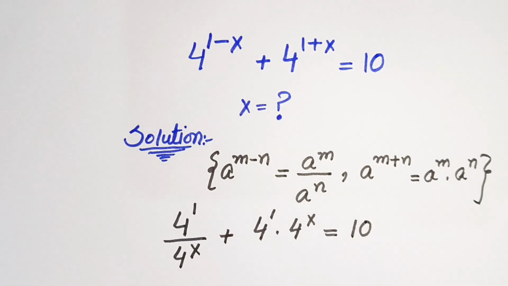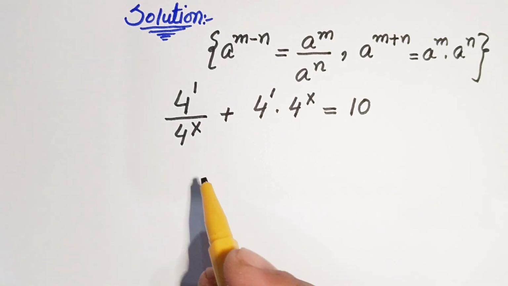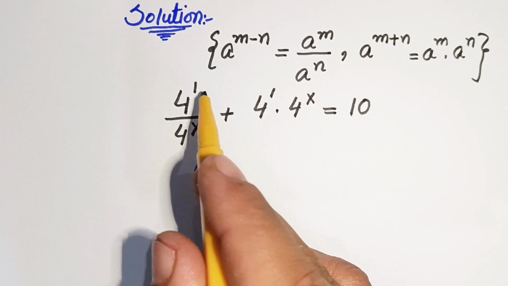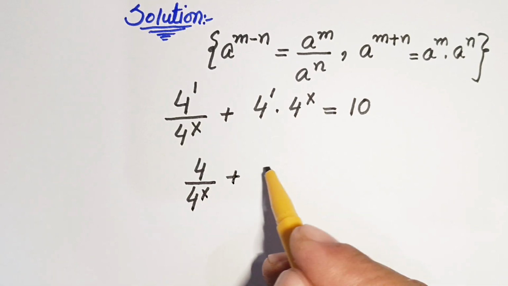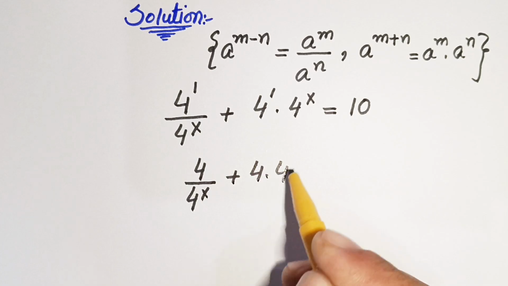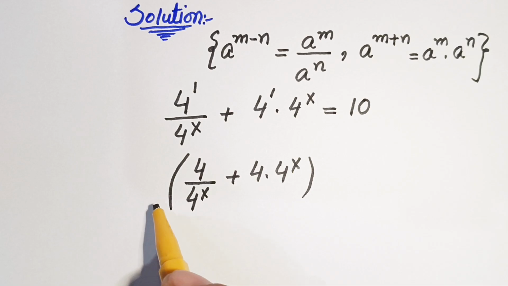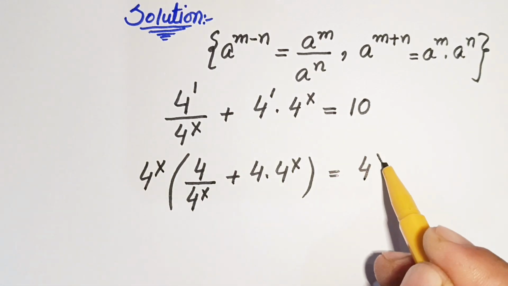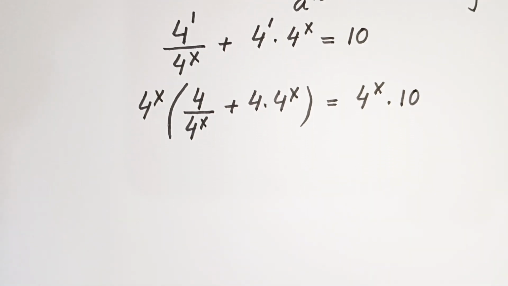Now our next step is to multiply by 4 to the power x. So 4 to the power 1 is 4 over 4 to the power x, plus 4 times 4 to the power x, multiplying the left hand side with 4 to the power x and similarly multiplying the right hand side with 4 to the power x.